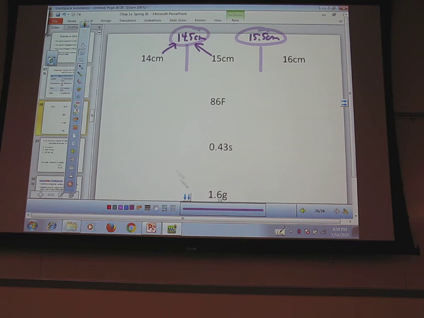86. What's the number that comes before 86? 85. The number that comes after 86? 87. Great. So then what's the number exactly between 85 and 86? 85.5. And it's Fahrenheit. If you wanted to, you could just put them into a calculator and average them, but there's shortcuts for that. Between 86 and 87, 86.5.